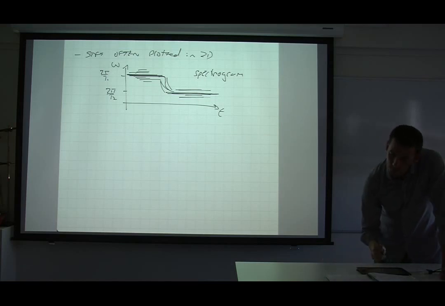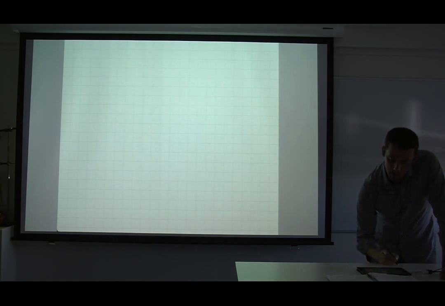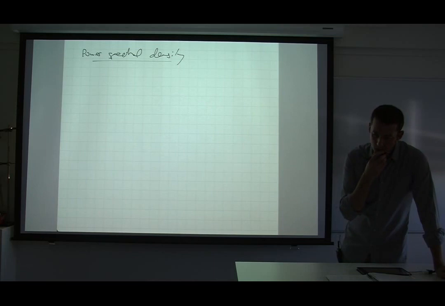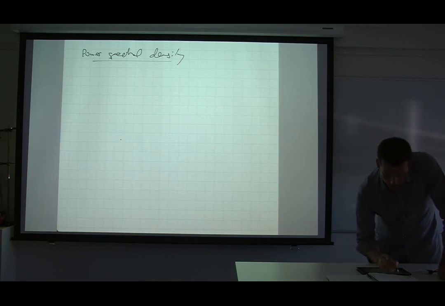Okay, now, power spectral density. I might skim over this, I've got a picture here, but I might skip it because it's in the notes. So this is for random signals, stochastic.